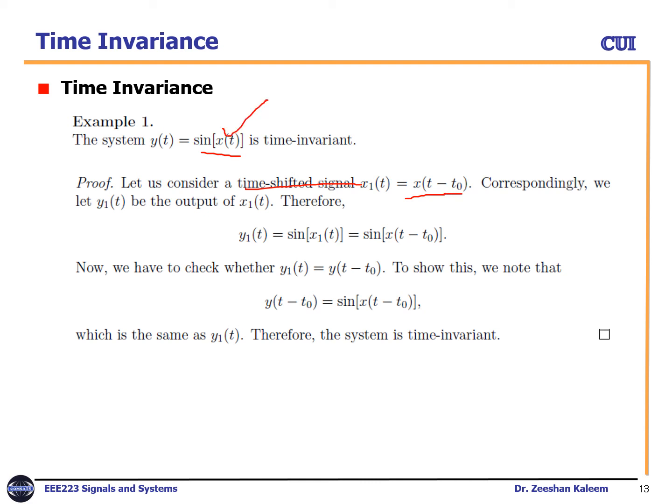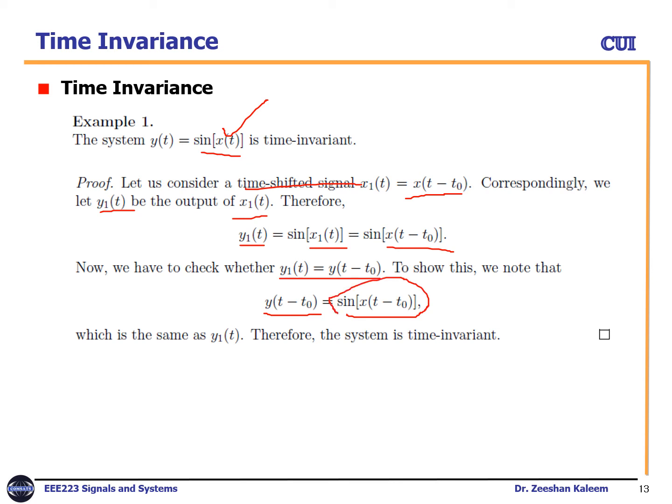So correspondingly, we have y1(t) which is the output for x1(t). Therefore, y1(t) equals sine x1(t), so sine x(t minus t naught), if you put in x(t minus t naught). Now we have to check whether y1(t) equals y(t minus t naught). To show that, we know that y(t minus t naught) equals sine x(t minus t naught).